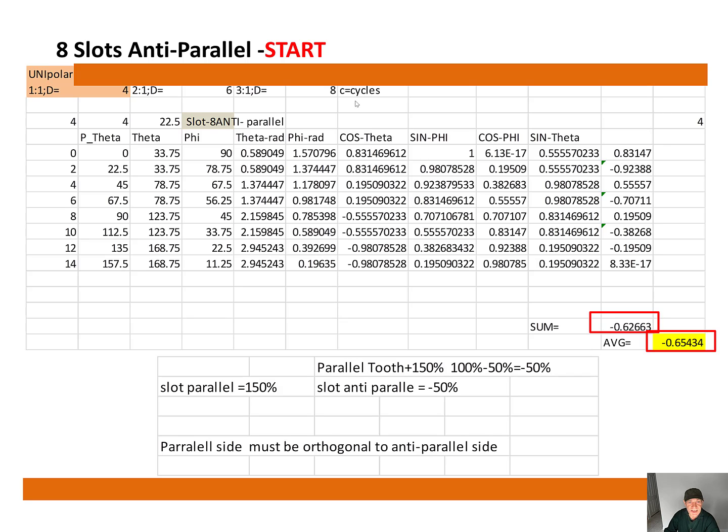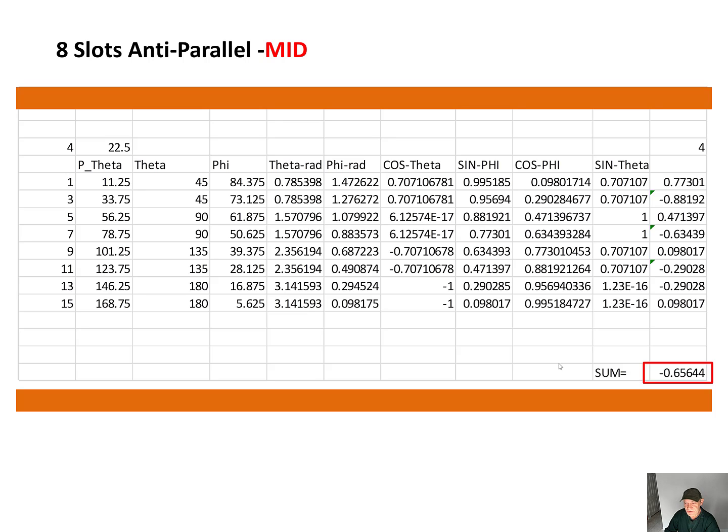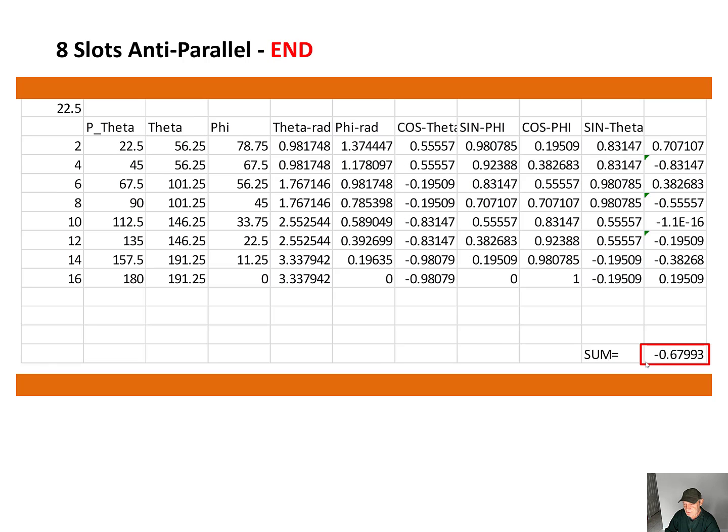So for 8 slots anti-parallel, I did the analysis. For the start position it came to 0.6. So the average came to 0.65. So maybe for the 8 it is 1.4 and 0.6. But the sum of the two is always 2. So this is the mid position, the sum is minus 0.65, this is anti-parallel, and the sum is 0.67, almost 0.68.